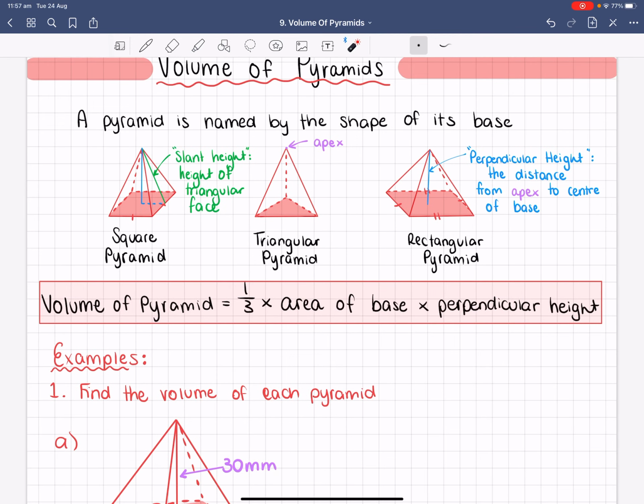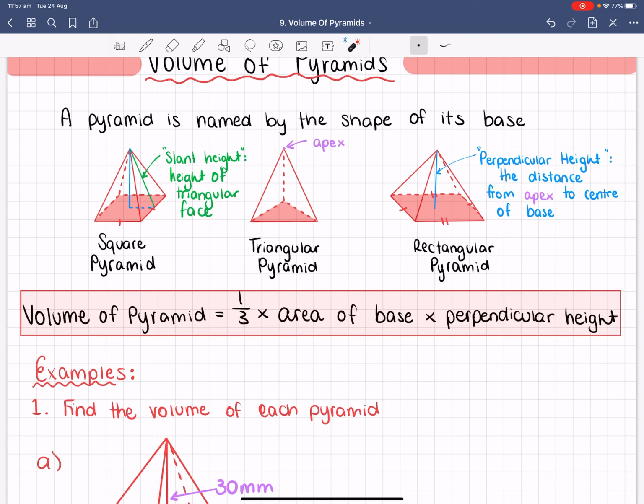And the reason why I'm naming those two different heights is because to find the volume, it's actually a third times the area of the base, so whatever the shape is, times the perpendicular height. That's the one that runs directly down. Some questions will trick you and give you the slant height, but in order to find the volume, you actually need the perpendicular height.